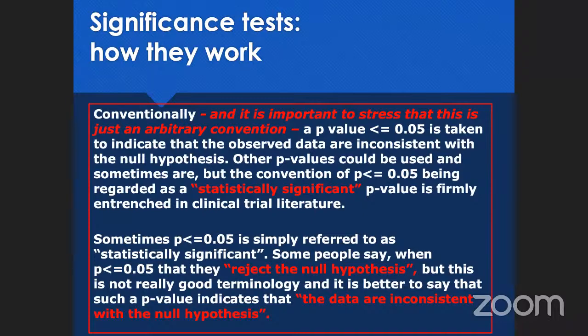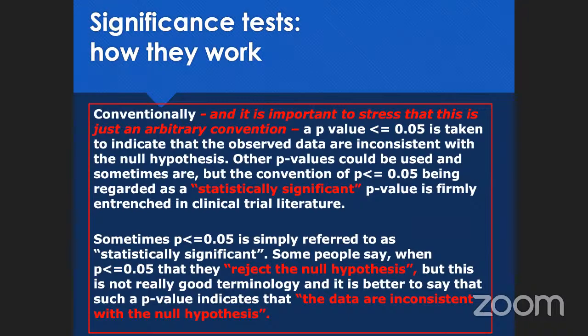Conventionally, and it is important to stress that this is just an arbitrary convention, a p-value of less than 0.05 is taken as an indication that the observed data are inconsistent with the null hypothesis. While other p-values could also be used and sometimes are, the conventional value of p less than 0.05 is regarded as statistically significant. This p-value is firmly entrenched in the clinical trial literature.